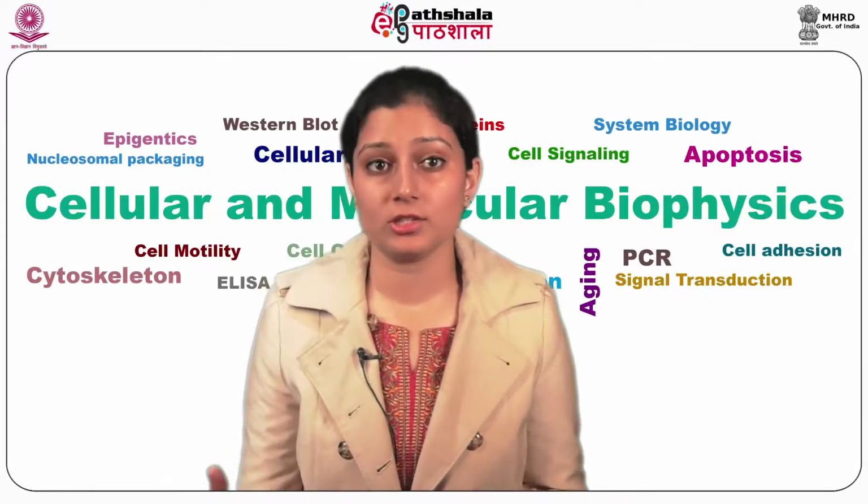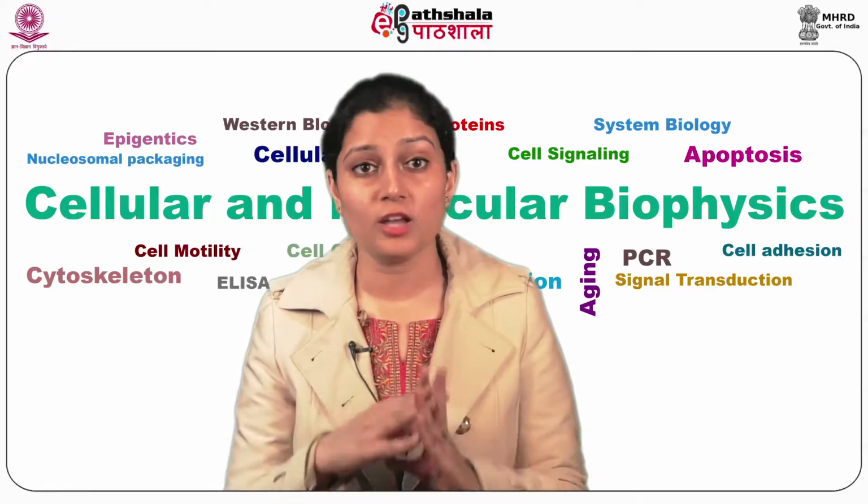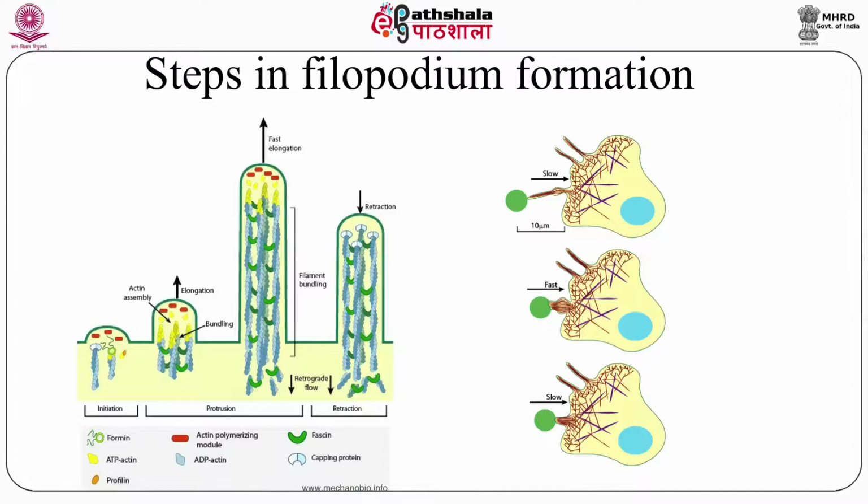The initiation and elongation of filopodia depend on the precisely regulated polymerization, convergence and cross-linking of actin filaments. Now let us discuss the steps of filopodium formation. Filopodium formation occurs in three stages: initiation, protrusion with fast elongation, and retraction. Actin filament assembly is initiated by uncapping preformed actin filaments or de novo formation, which utilizes formin proteins and ARP2/3 mediated actin nucleation. You can see the first panel of the diagram showing initiation, where you can appreciate the actin polymerization module marked in red and formin proteins. Also, you can see the actin filaments.